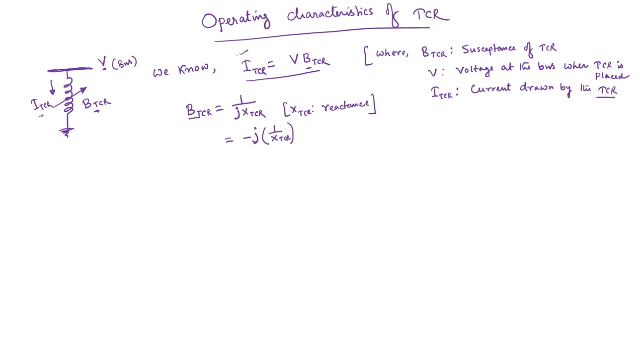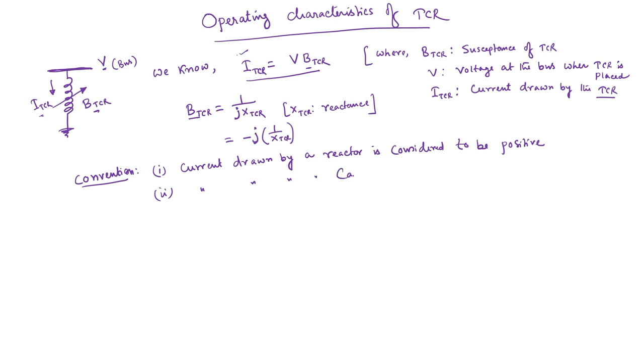But there is a convention which is followed in most of the books, either Hingorani's book or Mathur Verma books or similar books, that the current drawn by a reactor is considered to be positive, whereas the current drawn by a capacitor is considered to be negative.